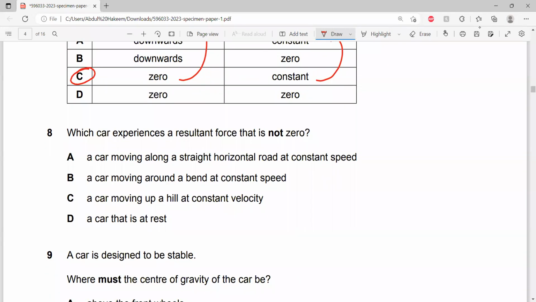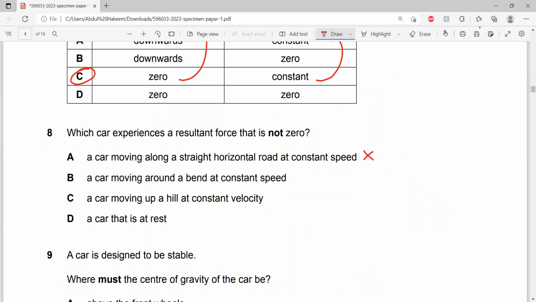Number 8. Which car experiences a resultant force that is not 0? So the resultant force is not 0, meaning there is acceleration. Acceleration is produced either by increasing velocity, decreasing velocity, or changing the direction of the velocity. So a car moving along a straight horizontal road at constant speed: not the magnitude changing, not the direction changing. This is not the answer.